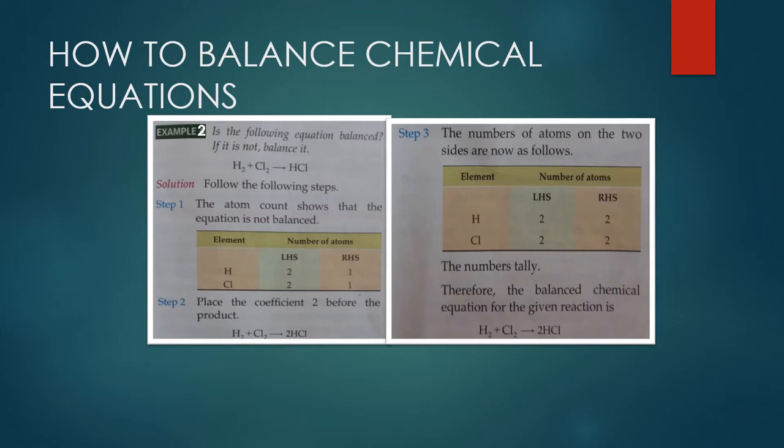Now in the second step we will try to equate the number of atoms on both sides. So how can you do it? You can do it when you place the coefficient 2 before the product. So the equation will be H2 plus Cl2 gives 2HCl. So when you count the number of atoms on both sides, that is on the left hand side and the right hand side, you will find the number of atoms are equal. That means the numbers tally. So therefore you can say the balanced chemical equation for the given reaction is H2 plus Cl2 gives 2HCl.